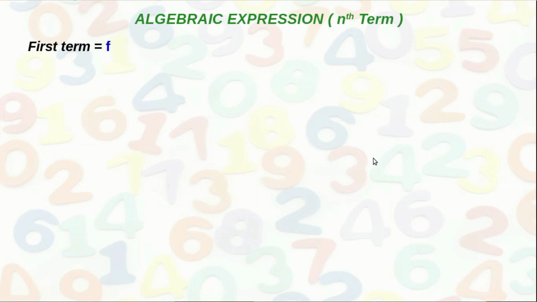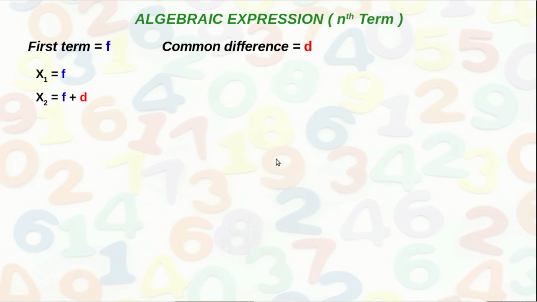Let's consider an arithmetic sequence with first term f and common difference d. We can write x1 equal to f. What is the second term then? x2 is equal to first term plus common difference, x2 is equal to f plus d. Then x3 is equal to f plus 2d. x4 is equal to f plus 3d. x5 is equal to f plus 4d. x6 equal to f plus 5d, and so on.